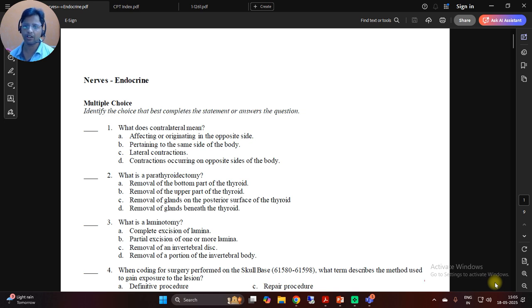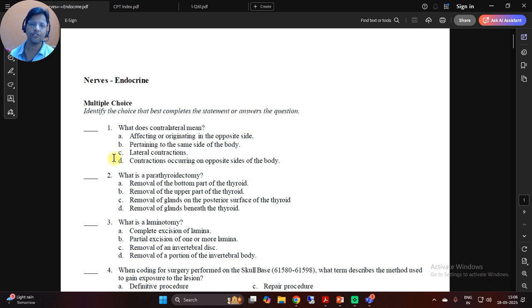So today we are going to learn nervous system as well as endocrine system practice questions for your CPC exam. Here these are all MCQs, multiple choice questions. Try to find the answer, then you can mention it in the chat box or speak out. So first we will practice the first question. What does contralateral mean?